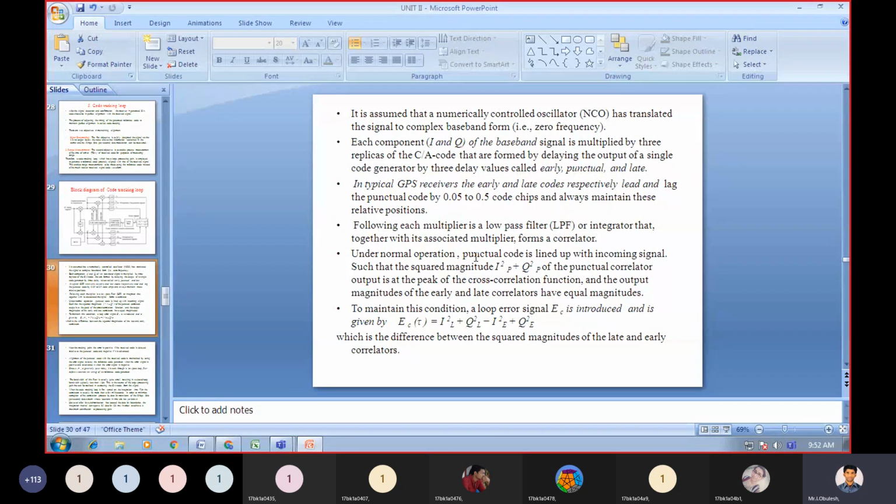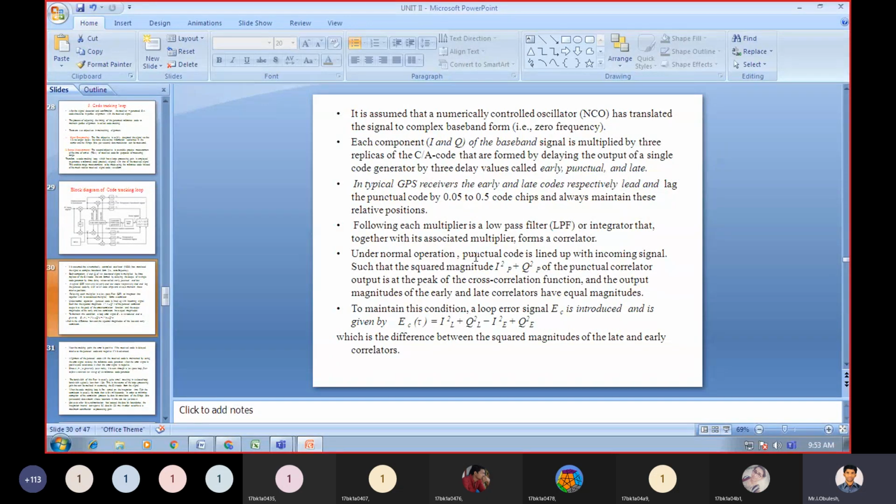To maintain this condition, a loop error signal E suffix C is introduced and is given by E_C of tau equals I square L plus Q square L minus I square E plus Q square E, which is the difference between the squared magnitudes of the late and early correlators.